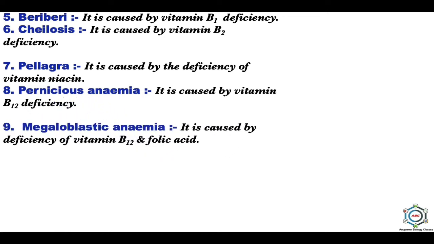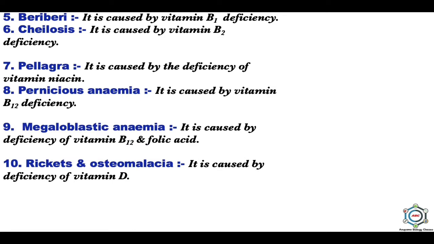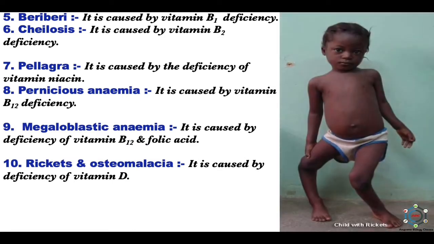Then megaloblastic anemia, which is caused by deficiency of vitamin B12 and folic acid. In this, there is presence of large immature nucleated RBCs in the blood. Next, rickets and osteomalacia. It is caused by vitamin D deficiency. Rickets in case of child and osteomalacia in case of adult.